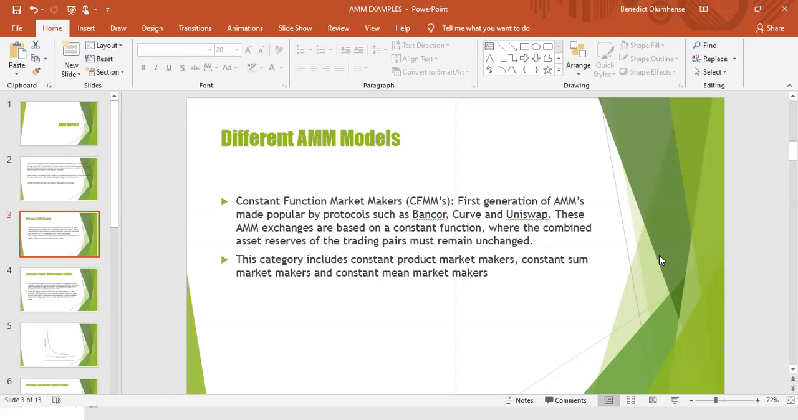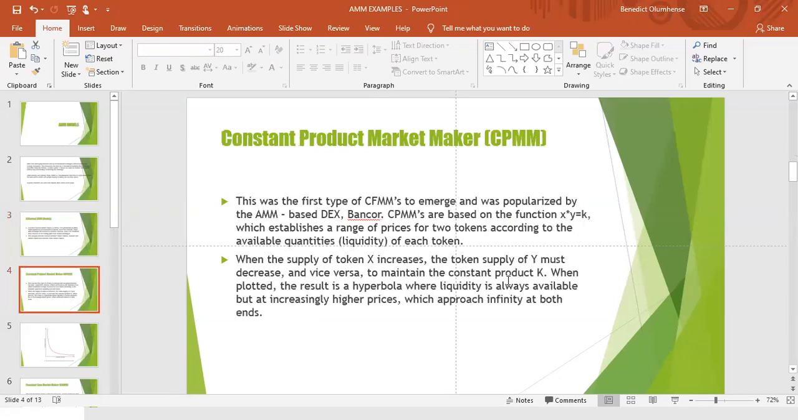So in this category of constant function market makers, you have models like the constant product market maker, the constant sum market maker, and constant mean market makers. And then we'll get into what this means, why they are different, and how they operate. So let's start from the first, constant product market maker, right? This was the first type of CFMM to emerge, popularized by the decentralized exchange Bancor, right?